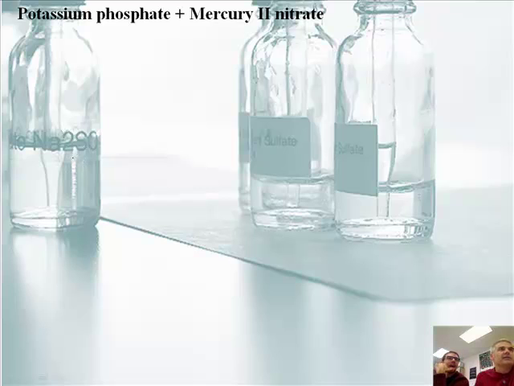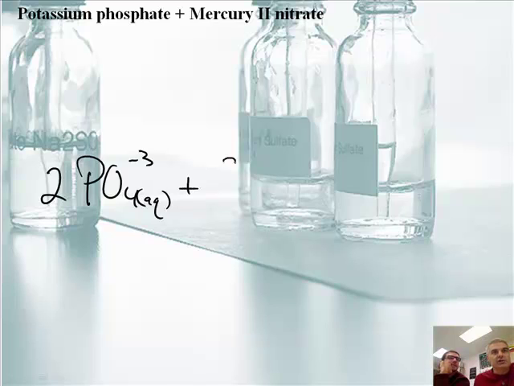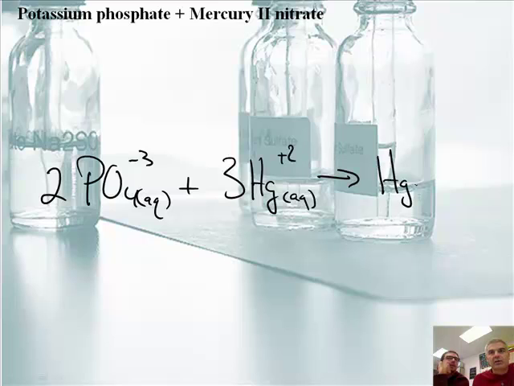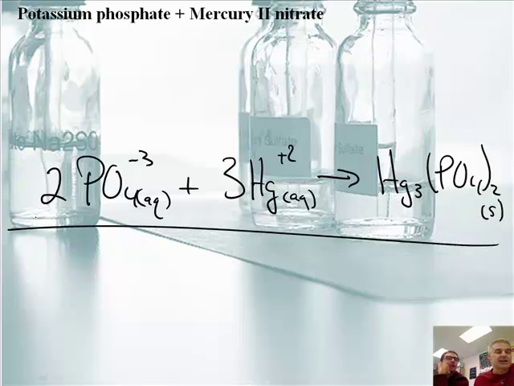What did we have? We had the mercury 2 ion left. Didn't we have the phosphate first? Yes, we did have phosphate first. How many? There were 2 phosphates. It's going to be 2 PO4 negative 3 aqueous, plus 3 Hg plus 2 aqueous, makes Hg3(PO4)2 solid. So that's the final answer.